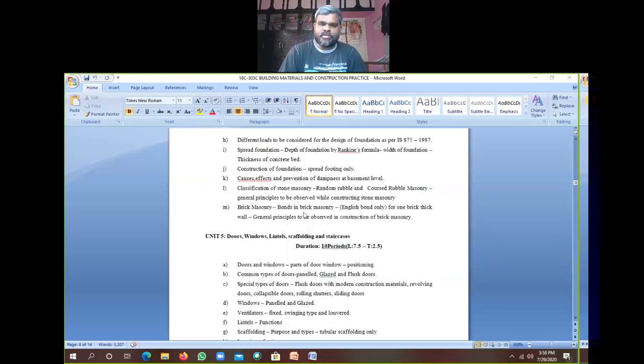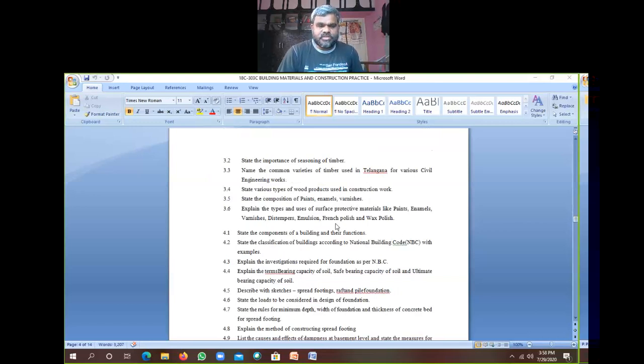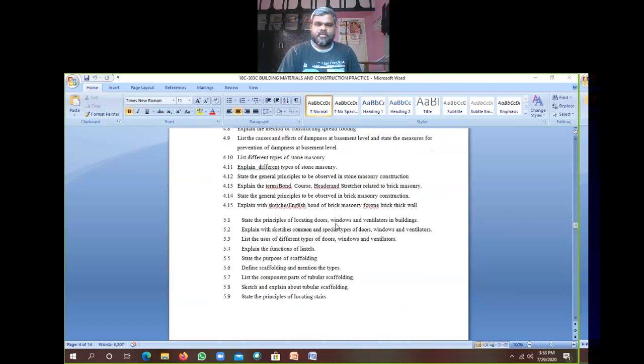Today we'll see in detail the bonds in brick masonry and the English bond detail, and the general steps involved in brick masonry also we'll see in today's class. And we will also see block masonry, because nowadays block masonry is used everywhere. We will also see different brick bonds, like closers at corners, different corner bonds. So everything we'll see in today's class, right?